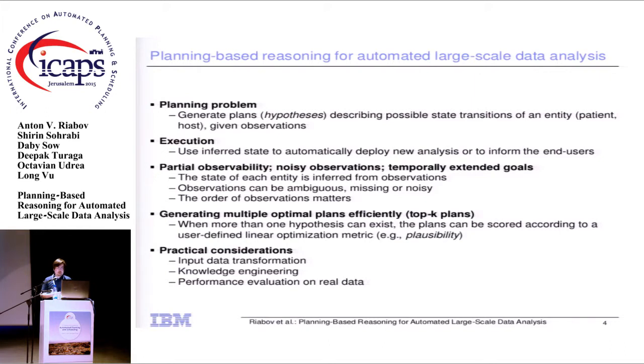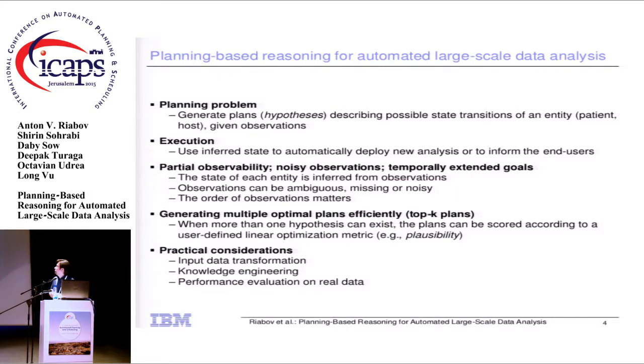We formulated the planning problem to address this reasoning issue. The planning problem at a high level generates plans which we call hypotheses that describe the possible state transitions of an entity, which means a host or a patient in different applications, given the history of observations. So we look at which observations happen and we infer the states, and then we use the inferred state to automatically deploy new analysis or inform the end users that the patient is in a critical state.